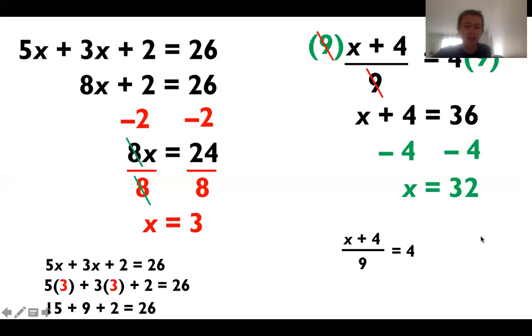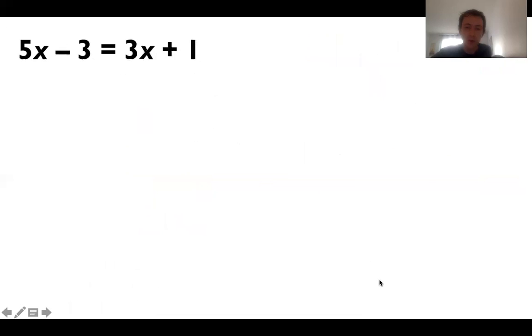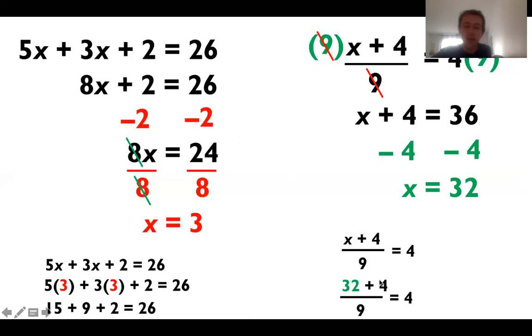One more time, I'm going to test my answer just to make sure that it's correct. Here is what we started with. If I replace the x with 32, 32 plus 4 is 36. Divide by 9, it does give me 4. So this is correct. Remember, if this doesn't work when you're checking, if you get two numbers that are different, that means we've made a mistake.